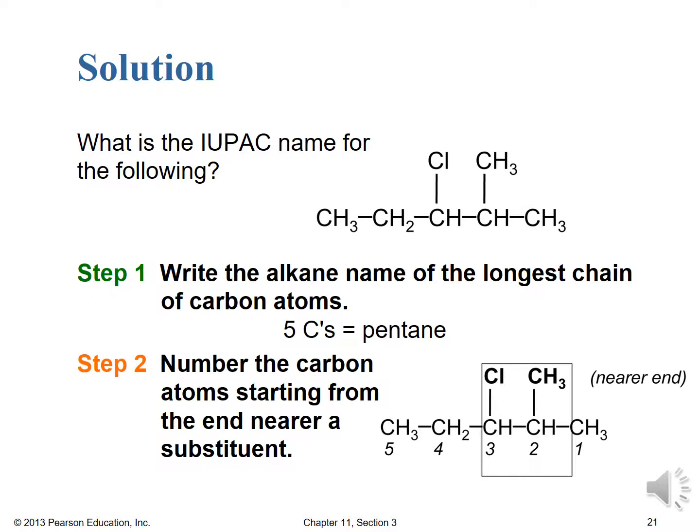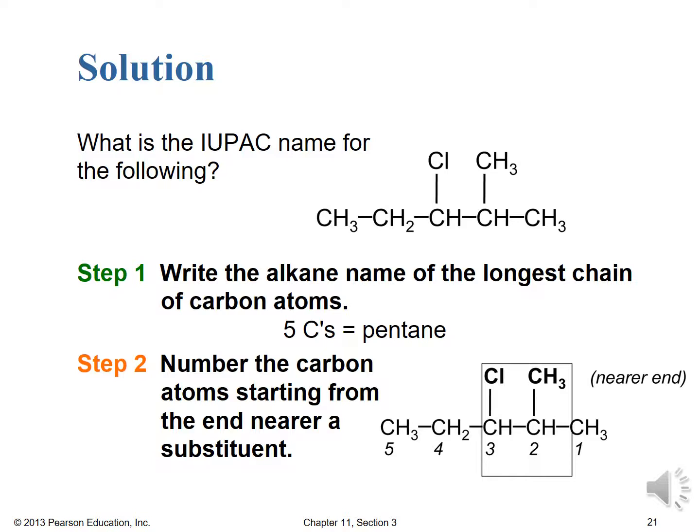All right, welcome back. So looking at our solution, step one, write the alkane name of the longest chain of carbon atoms. So there's 5 carbon atoms, whether we start at the top right or we start at the extreme right. Either way, we get to 5 carbon atoms in our longest chain. So this is a pentane.